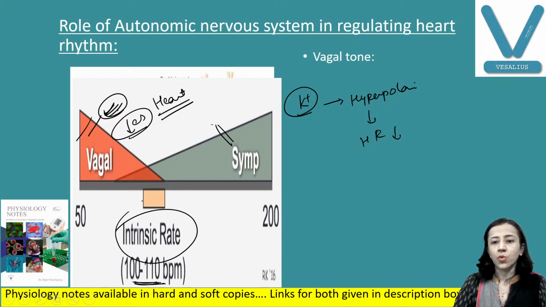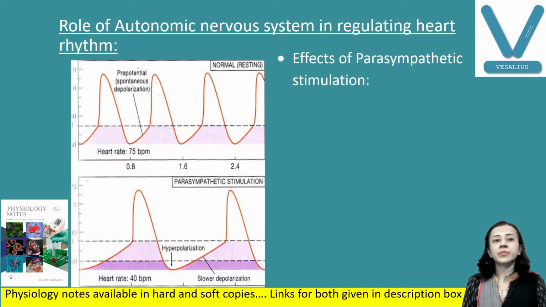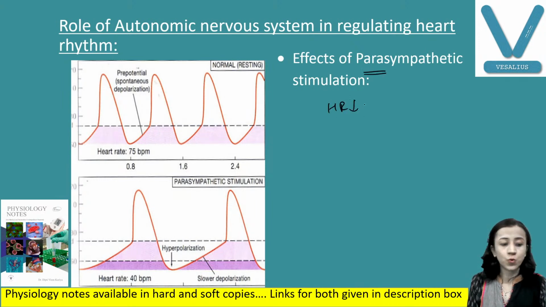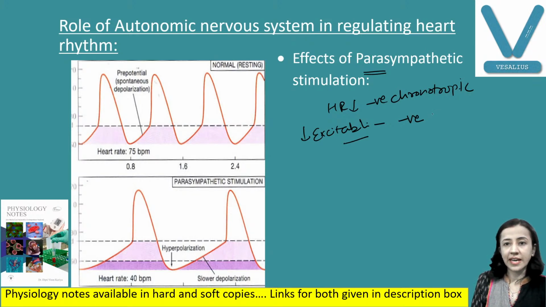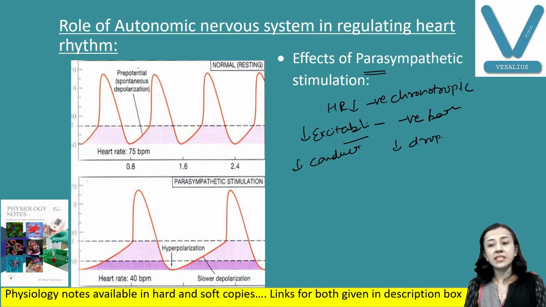Fine. Now, what is the role of autonomic nervous system in regulating heart rate? When parasympathetic nerves are stimulated, heart rate decreases. That is known as negative chronotropic effect. As well as there is decrease in the excitability, that is negative bathmotropic effect, and decrease in the conduction, which is known as negative dromotropic effect. So strong parasympathetic stimulation blocks the transmission of impulses for a few seconds.